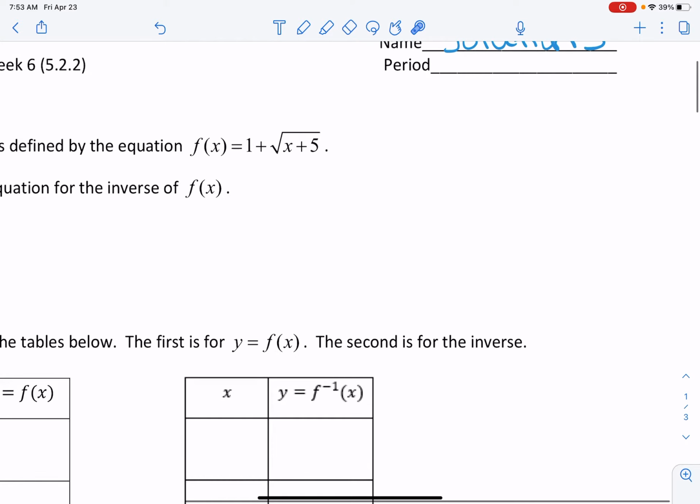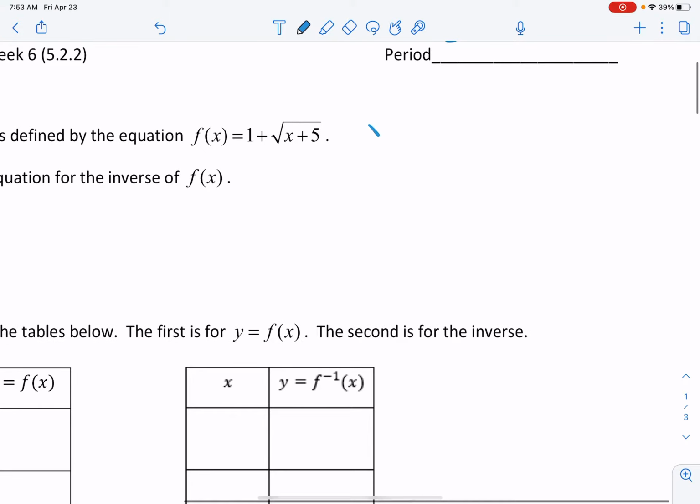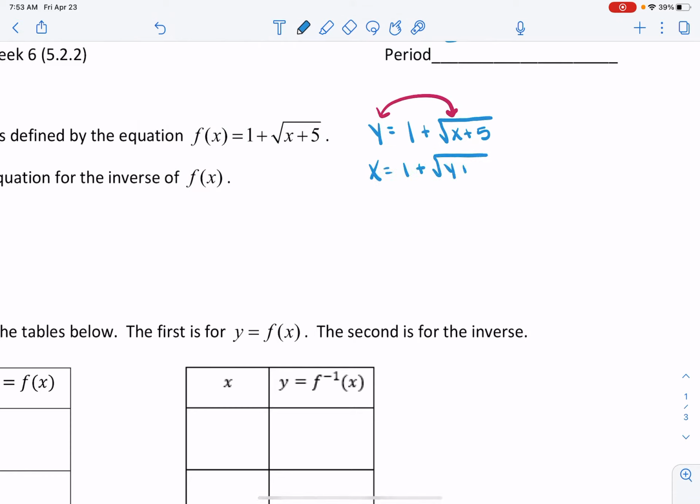I think I'm going to go with the method we learned in 5.1.3 where we switch x and y. So first I'm going to replace f of x with y. And then before we begin to solve, we're going to flip-flop x and y. So we have x equals 1 plus the square root of y plus 5. Then the next step is we're going to solve for y.